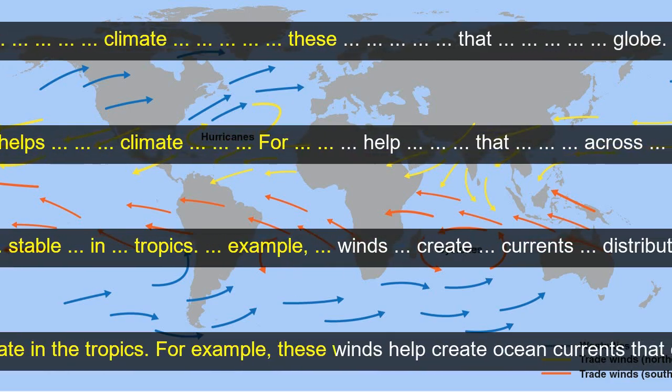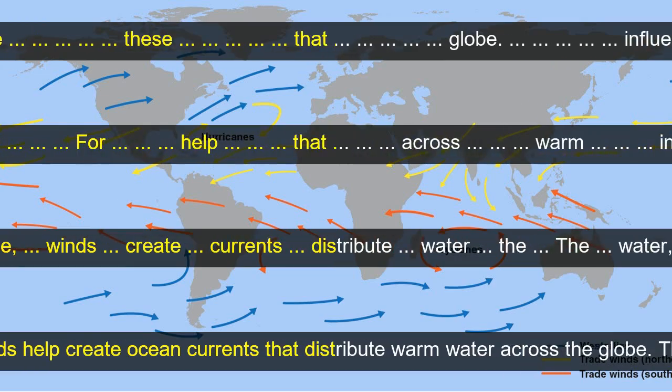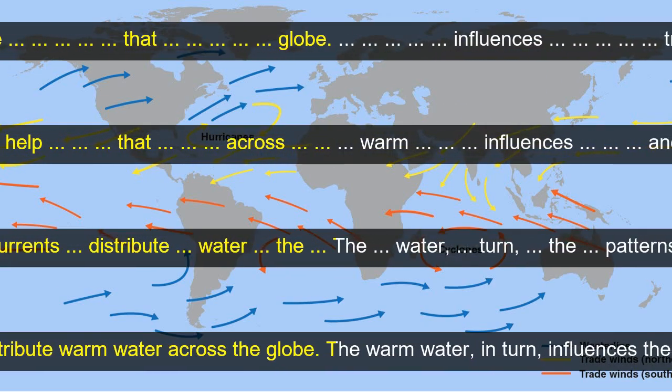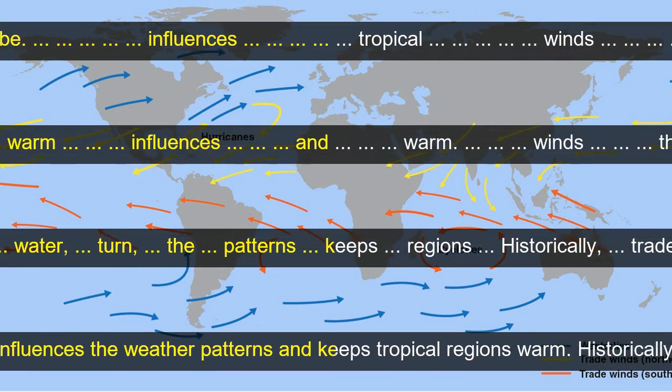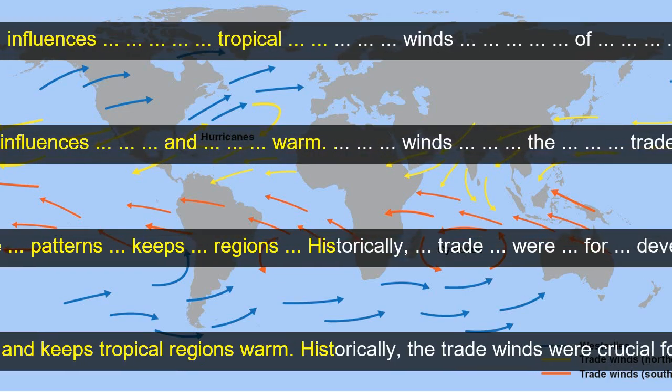For example, these winds help create ocean currents that distribute warm water across the globe. The warm water, in turn, influences the weather patterns and keeps tropical regions warm.